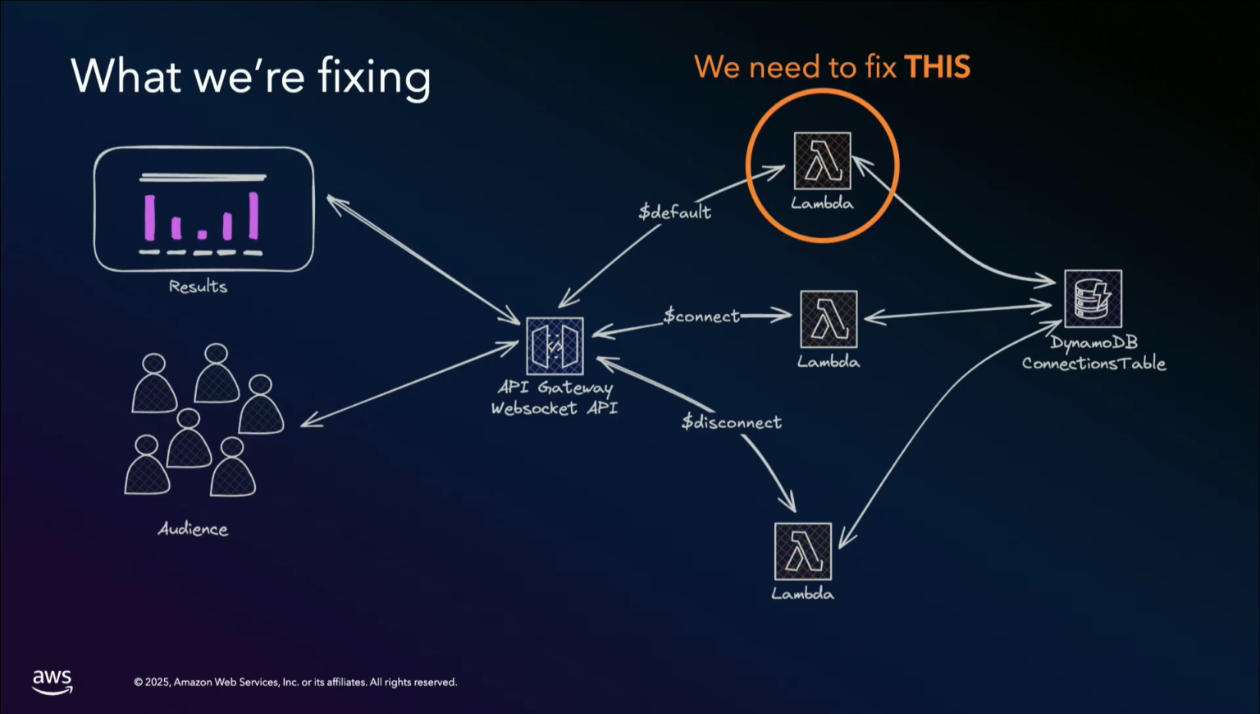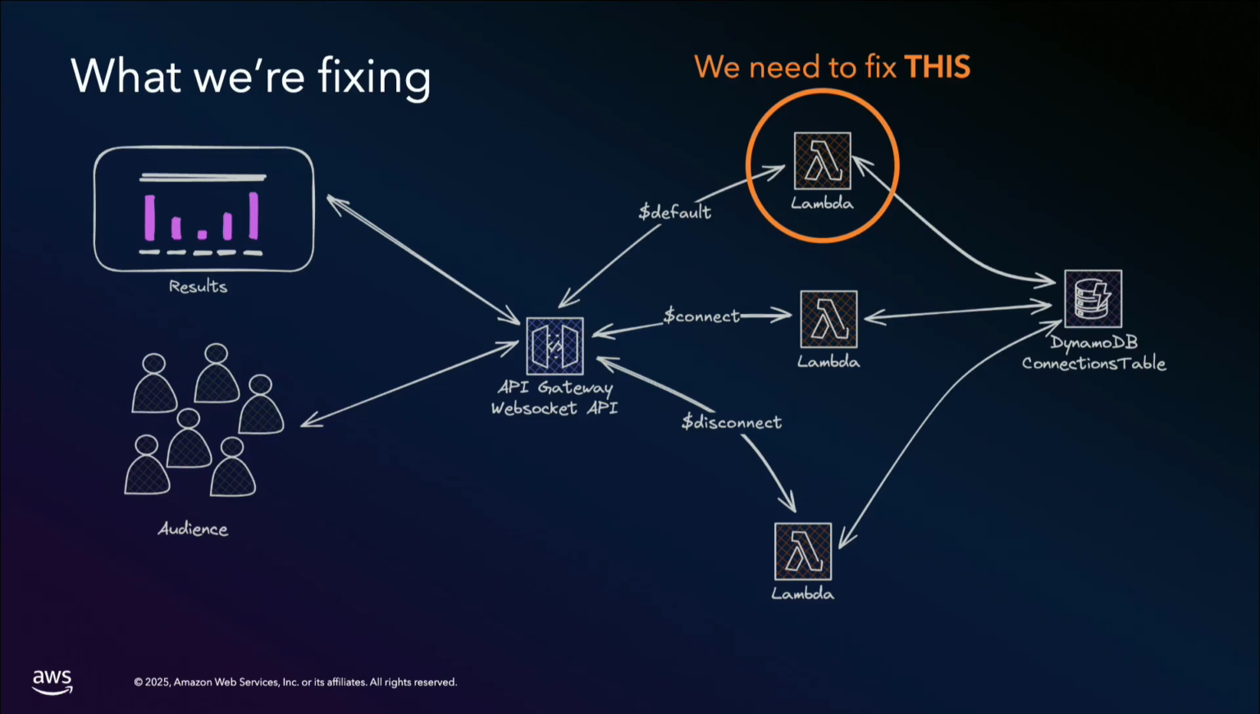The first one is the connect route, which establishes a connection and stores the connection ID in a DynamoDB database. The second one is the disconnect route, which terminates the connection, or you can add some logic to remove the connection ID from the DynamoDB database.